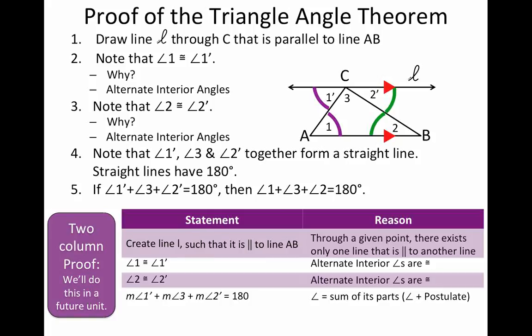And that is because of the angle addition postulate, or you could just say that an angle is equal to the sum of its parts. And so that straight angle there is made up of angle 1 prime and angle 3 and angle 2 prime. So if they all equal 180, then it equals 180.